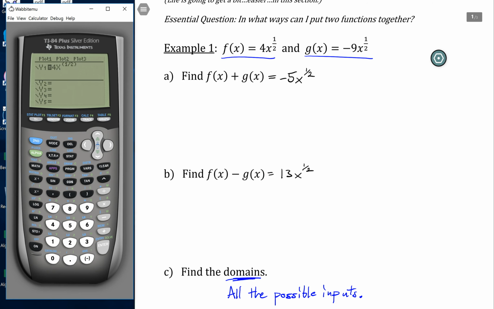I took the liberty of graphing f of x because I think if we can see the graph of f of x, we're going to understand what's going on. So there's 4x to the 1/2 in the calculator. Let's graph that and see what it's doing. Okay, so it's sort of making a curved line, kind of going up and to the right. Notice though, I don't know if you can see my cursor, but the graph just kind of stops.